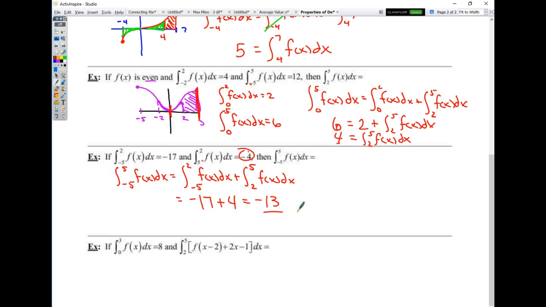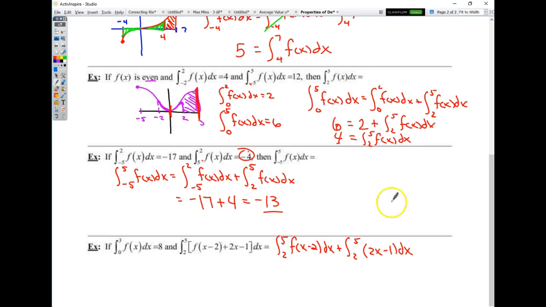And last but certainly not least, if I have an integral from 0 to 3 of f of x dx equals 8, I can take this problem and split this into the integral from 2 to 5 of f of x minus 2 dx, plus the integral from 2 to 5 of 2x minus 1. Now, you'll see that in this problem, I actually left it 2x minus 1. I could have called it the integral of 2x, and the integral of 1. But 2x minus 1 doesn't scare me too much.